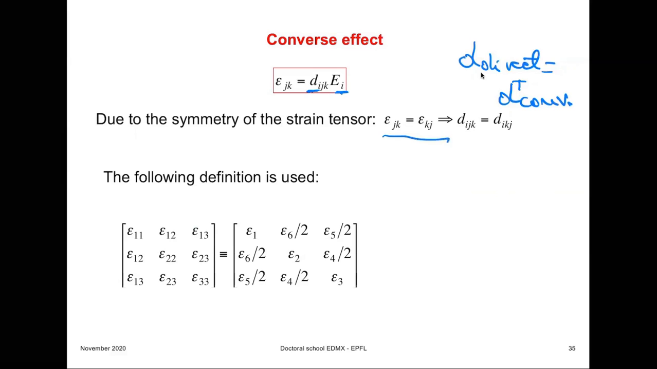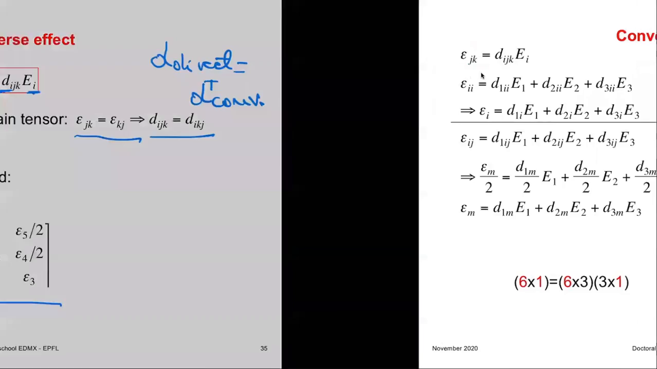Now we have also symmetry of the strain tensor. Epsilon jk must be equal to epsilon kj, and that immediately means that dijk must be equal to dikj, which we also got in a direct effect, and it indeed has to be so. And now we write strain equation in this format. There is this factor of 2 which comes from these other definitions that we have used so far.